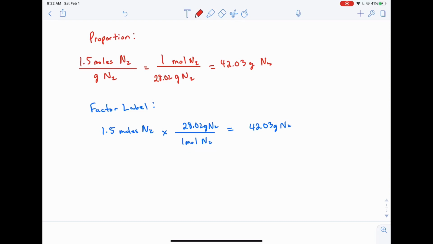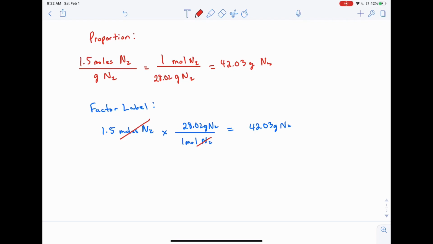Factor label, what's nice about it is that you can do a multi-step problem back to back to back without having to touch your calculator until the very end, because you know that you set it up right because all the units cancel out except for the unit that you want. So with factor label, you can do a 3 or 4 step problem all in one line and then just get the answer. Okay. But that's trusting that you know all the pieces that fit in there.